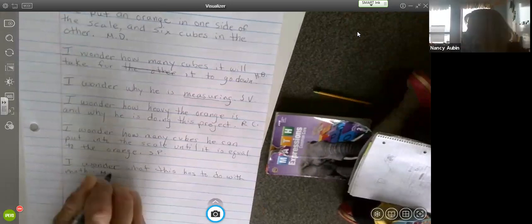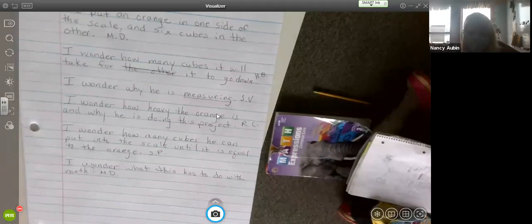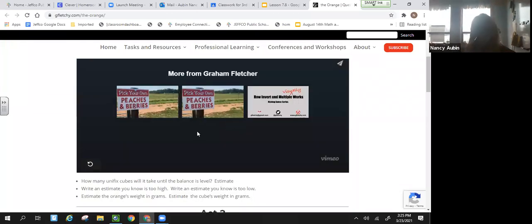All right. We have other wonderings, but we're going to stop there for time. If I didn't get to you this time, hopefully I'll get to you next time. We'll do another one tomorrow probably. So here's what I want you to do. How many Unifix cubes will it take until the balance is level? I'm going with Sunny's question, her wondering. You are going to estimate, write it in your math spiral. Write an estimate you know is too high. Write an estimate you know is too low.